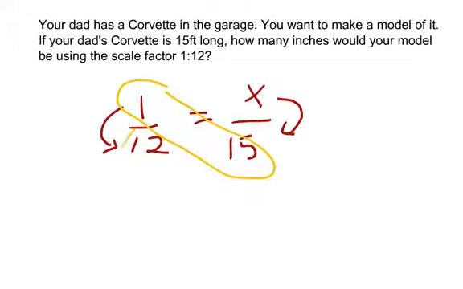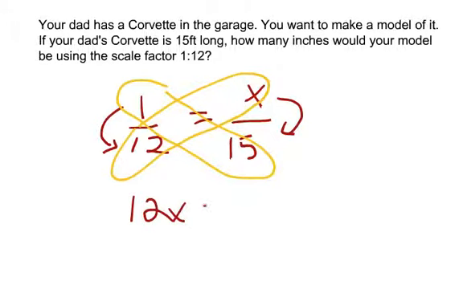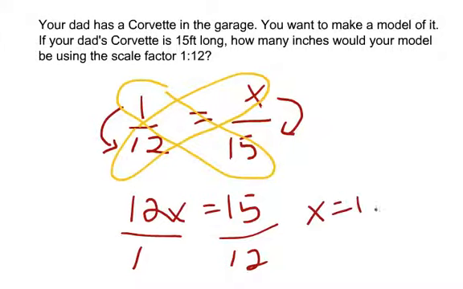So you have 1 times 15, and then 12 times x. So let's write that down below, 12x. And then 1 times 15 is 15. And then we're going to divide by 12 on both sides to get x by itself. And that is 1.25. And 1.25 is not the answer.